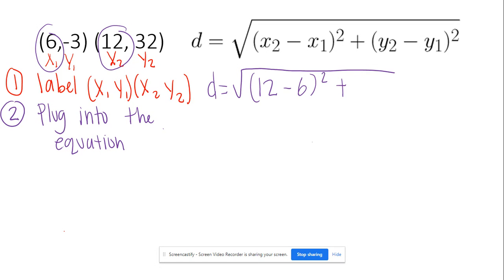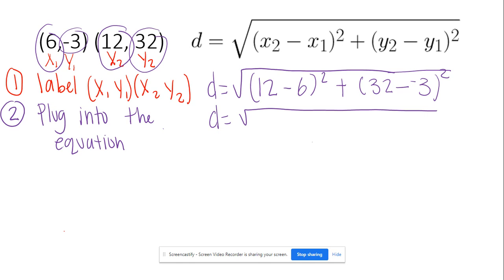squared, plus y2, which is 32, whoops, not plus, minus negative 3 squared. Don't forget order of operations, and that's how we're going to solve this. So distance equals, don't let this scare you, just take it little bit by little bit. 12 minus 6 is 6 squared, plus 32 minus negative 3 is 35 squared.